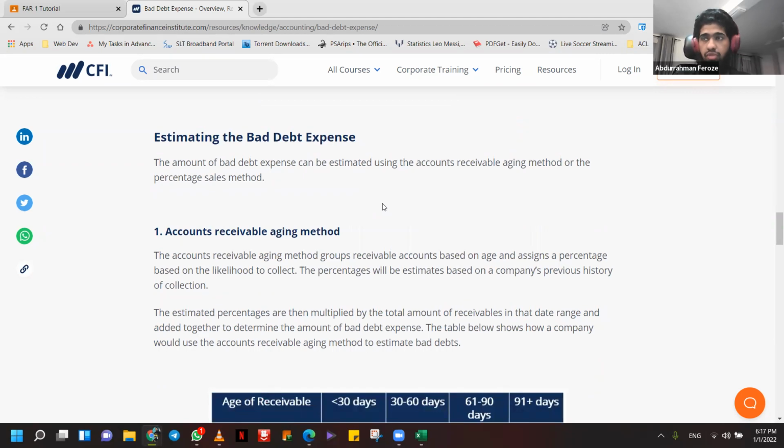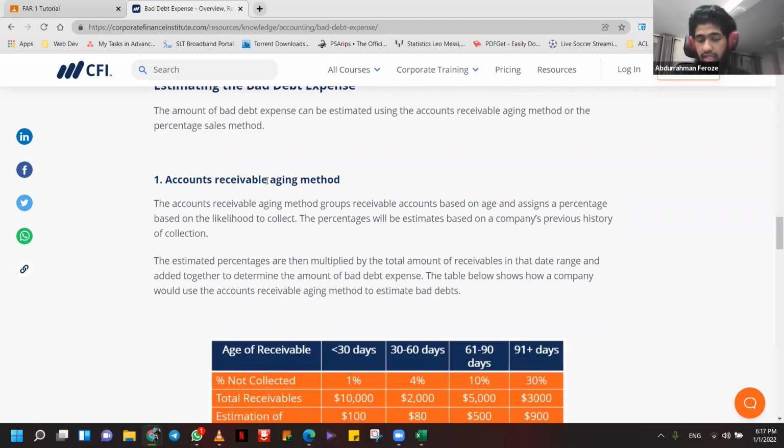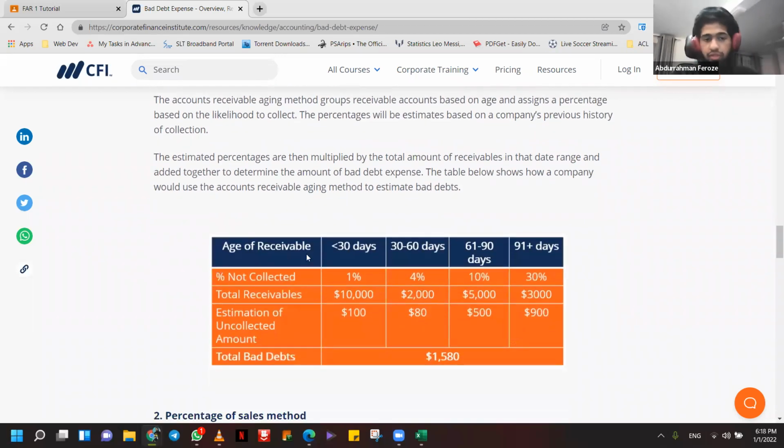Usually the question that you are solving will tell you exactly how to estimate the bad debt expense. So the first method is the accounts receivable aging method, right? If you look at this table over here, let's say this is a customer that owes you money. According to the company, which is us here in the question, for the last 30 days, this customer owes us $10,000, right?